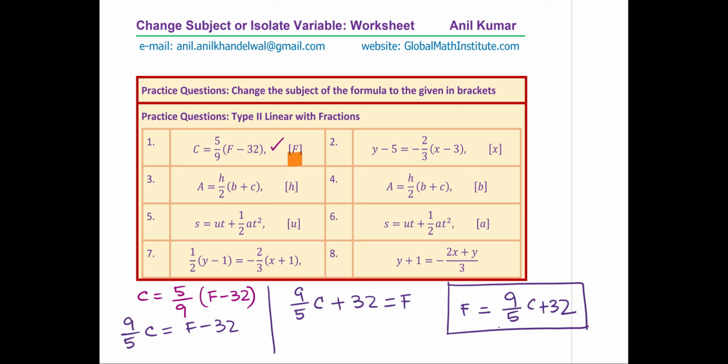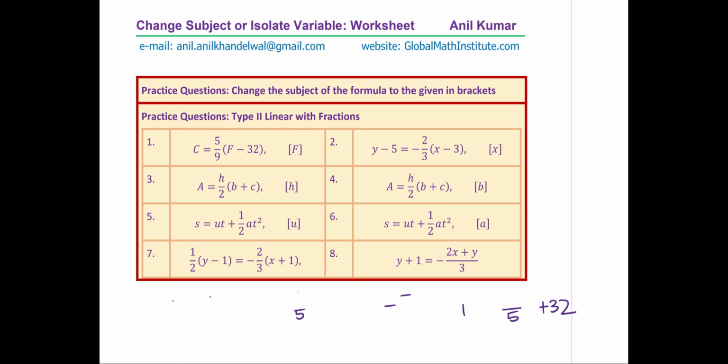Perfect. Now let me just clear this and take up the next example. So till now, I hope all the things are clear, no difficulties. If there are, you can always put them in comments. Let's take the example here where we need to isolate a. The equation is s equals to ut plus half at squared.